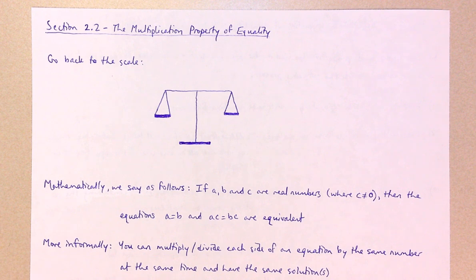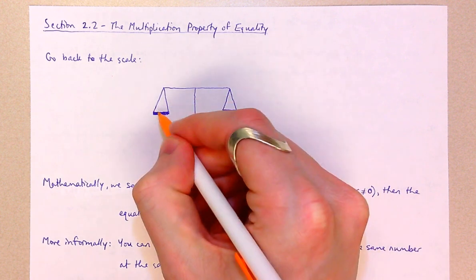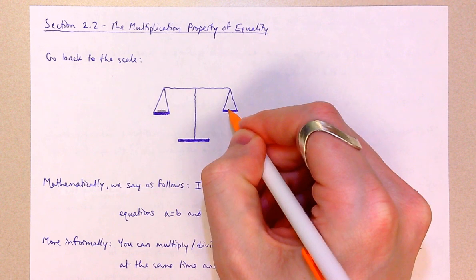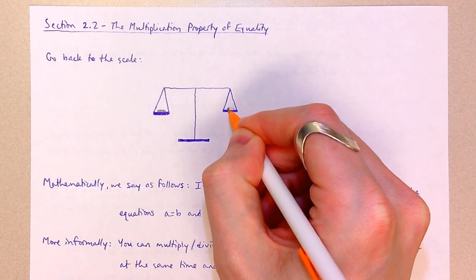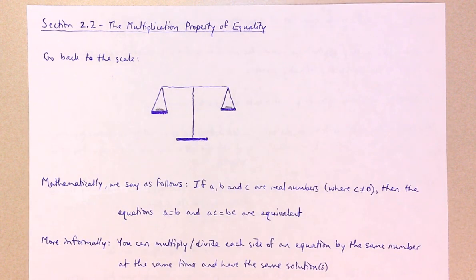So I want to go back to the idea of thinking about a scale. Again, we have our scale where the plates on two sides are balanced evenly, and I have some quantity of weight there. Here we have our weights. So from the previous video, we said if we added or subtracted any quantity of weight onto one side, we had to do the same to the other so that the scale here would stay balanced and things would stay equal.